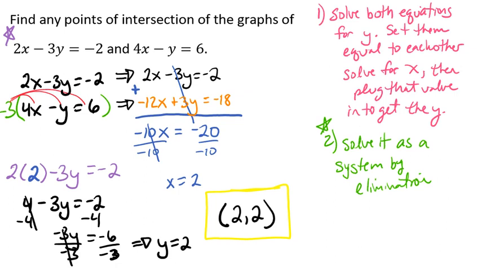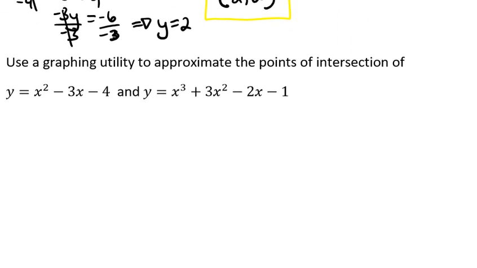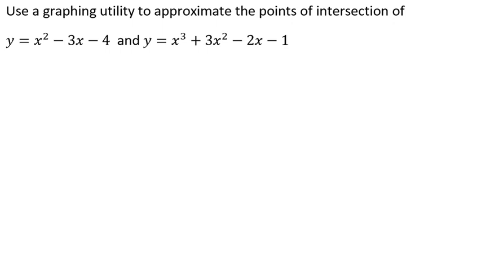Well, what if I wanted to find it graphically? So we're going to use a graphing utility for this next part to approximate the points of intersection of these two equations: y equals x squared minus 3x minus 4, and y equals x to the third plus 3x squared minus 2x minus 1. It's important to make sure when you're using your graphing utility that the y is always by itself so that you can plug it into the equation. The first thing that we're going to do after we've gotten the y's by themselves is to plug each equation into the y equals of our calculator.